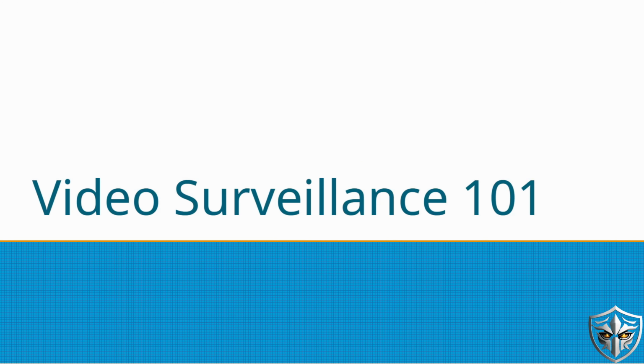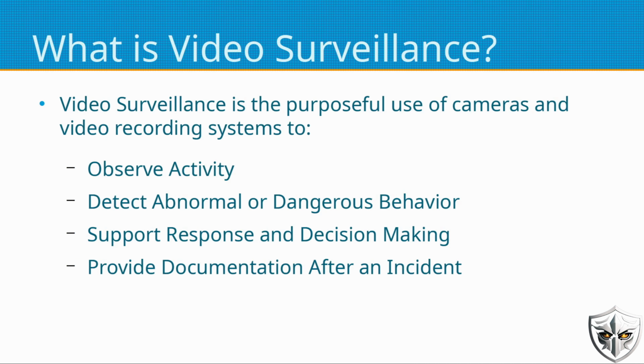Okay, welcome to Video Surveillance 101. Let's get started. So what is video surveillance? Video surveillance is the purposeful use of cameras and video recording systems to observe activity, detect abnormal or dangerous behavior, support response and decision making, and provide documentation after an incident.